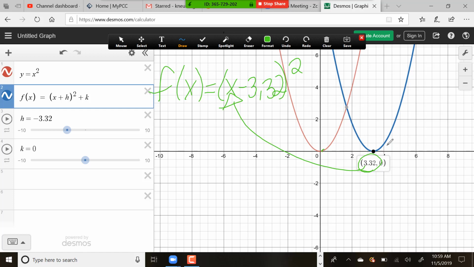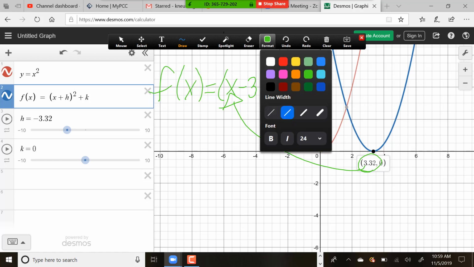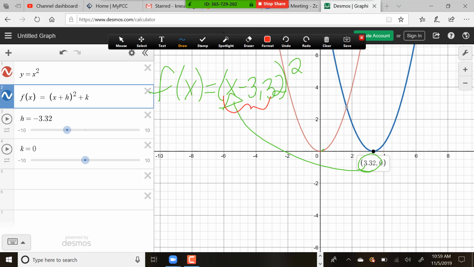It moved it the other direction. So one nice way to think about where it is supposed to move to: it's going to move it to whatever would make this part right here 0. Since that's a minus 3.32, it moves it to a positive 3.32, because that's what you would plug into that parentheses to make that 0.